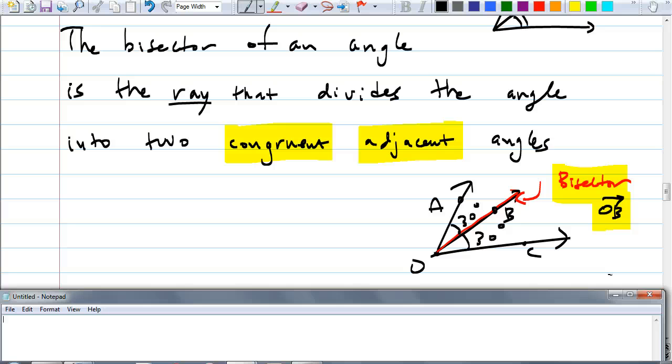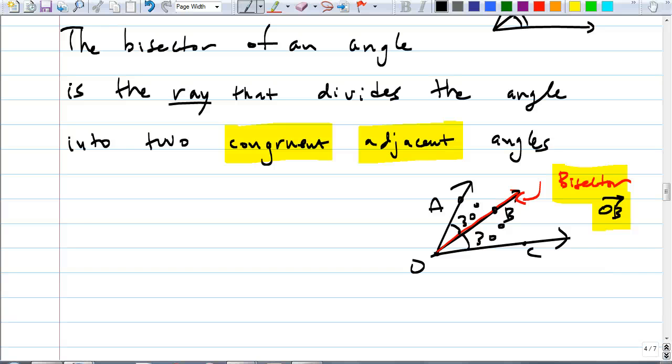It turns out it could be a line too. Remember we talked about it could be a line. What else? It could be a line segment. It could be a plane. It doesn't have to be a ray only. Anyway, that's the bisector of an angle. It divides the angle into two congruent adjacent angles. Can I leave out the adjacent part? No. Then it will not be a bisector. May I move on? Okay, go ahead and write it down.